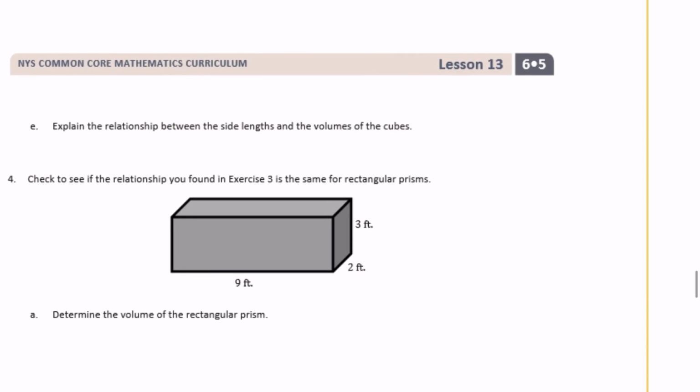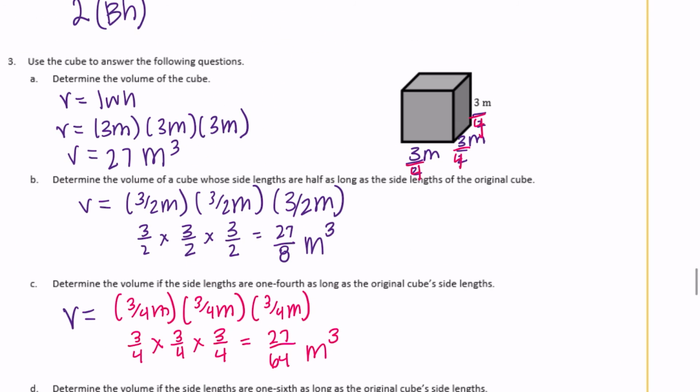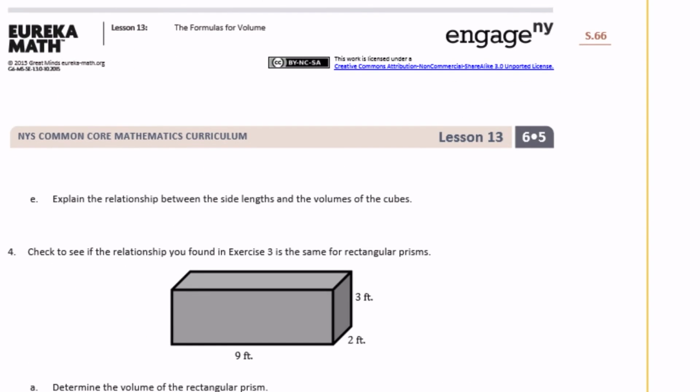E, explain the relationship between the side lengths and the volumes of the cubes. Okay, so since all of the side lengths were changed by the same fractional amount, so all of the cube lengths were half as long, all of them are 1/4, all of them are 1/6, we're changing all 3, not just 1. Whereas in the previous example, we were only changing the height. Now we're changing the length, the width, and the height. So that means that it's going to get even smaller or larger proportionally by all 3 different sides.